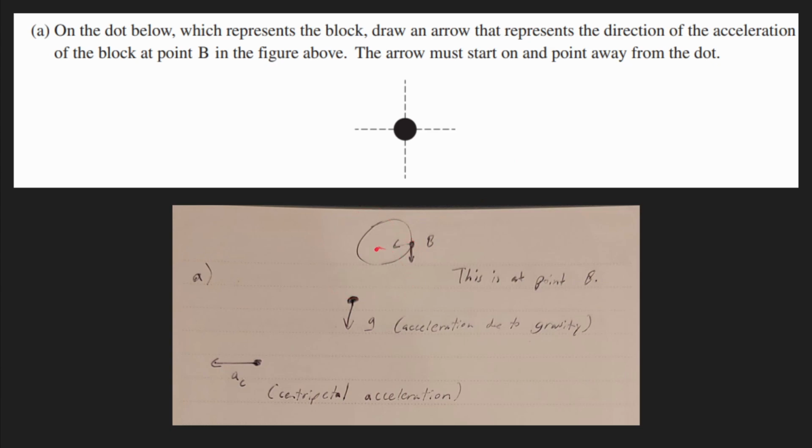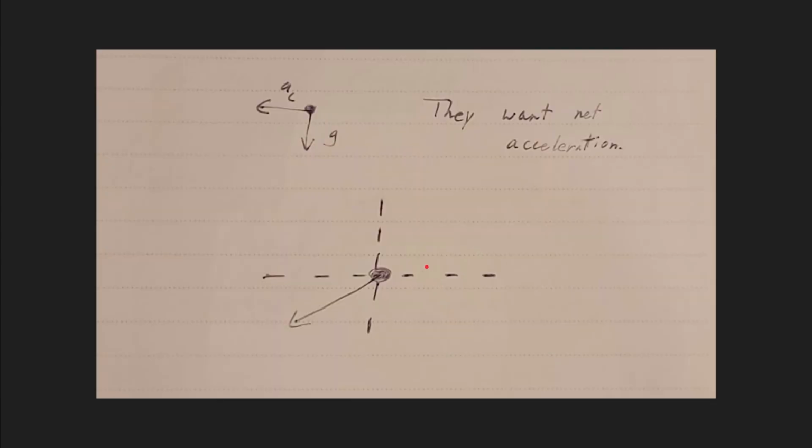So here we have point B drawn. This is point B. So towards the Earth, there's acceleration due to gravity, or g. And then since this is in a loop, there's centripetal acceleration happening, which is pointed towards the center of the circle, or in this specific case, to the left, technically. But they want the net acceleration, which is the combination of these two. So that would be right here down the middle. Just like this. That is our net acceleration of the object at point B.